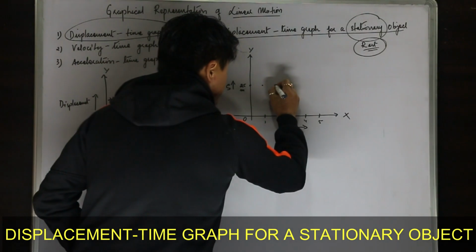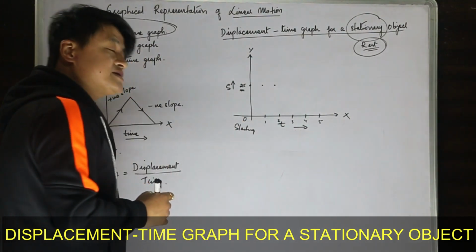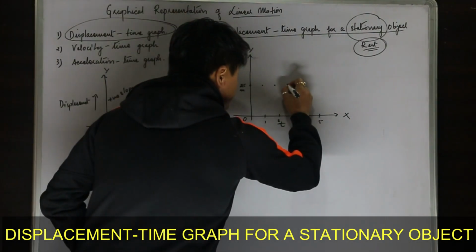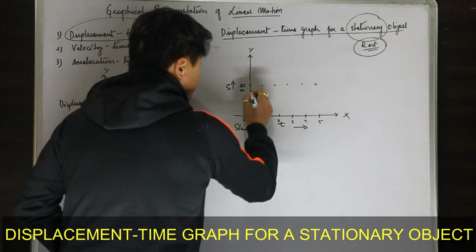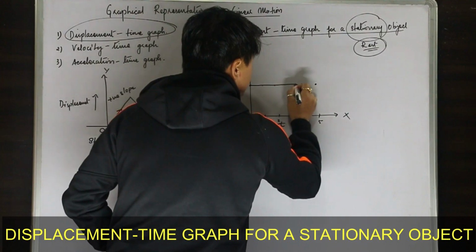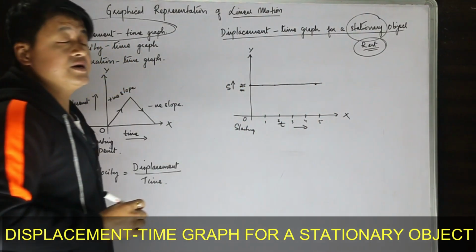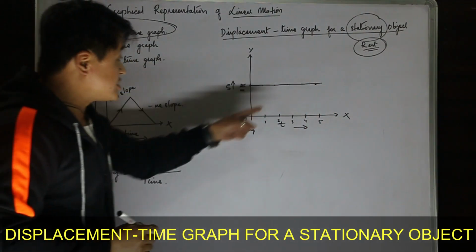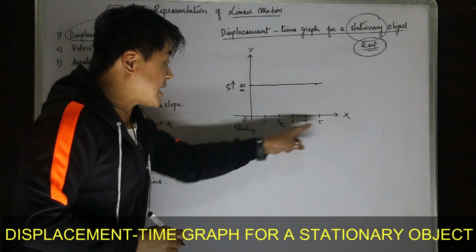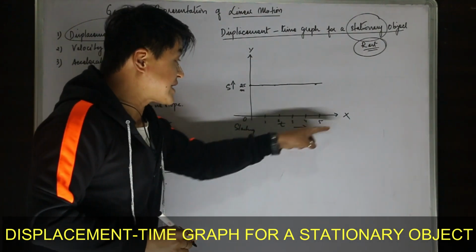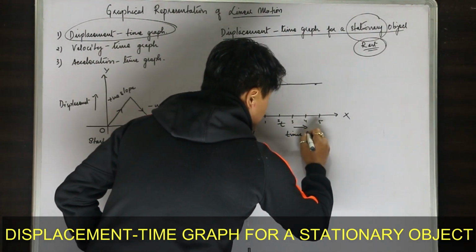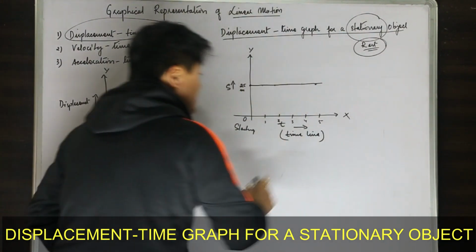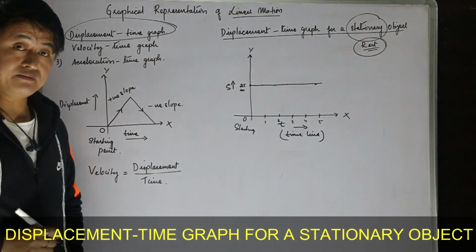When it is 2 seconds, the body will be still at 25. 3 seconds, the same. 4 seconds, the same. 5 seconds, the same. Now if we join these points, what will we get? We'll get a straight line which is parallel to the x-axis. That means it is parallel to the time axis, or we call this the time line. This x-axis is considered as the time line.